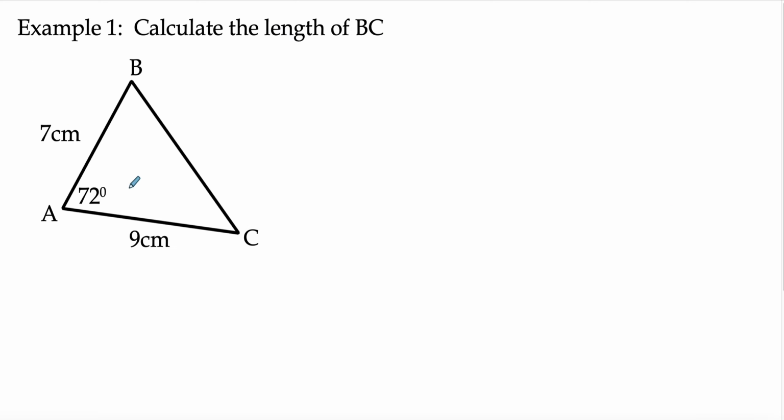Let's do an example. Calculate the length of BC in this triangle here. So I'll give you a minute to have a look at it. So we need to label our sides, small a, small b, and small c. We can't use the sine rule for this even if we wanted to, so we're going to use the cosine rule for it. The length of BC in this case is side A.